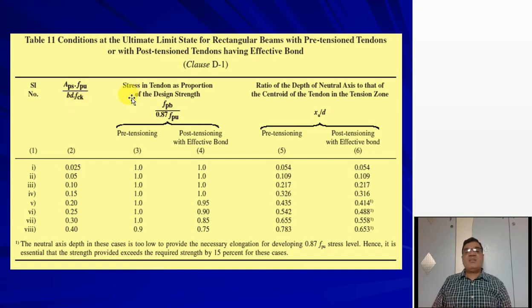Well, you can calculate the value of FPB by first getting this value, and for the corresponding factor given in the table you can equate it to this value and find the value of FPB. Column number 3 is given for pre-tensioning and column number 4 is for post-tensioning. Now this equation gives you FPB and this equation gives you the value of XU. So once we get XU by D, multiplied by D, we get the value of XU. This is the depth of the neutral axis.